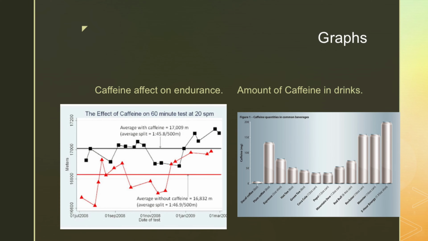This is some of the data we found when researching our topic. The graph on the left shows the effect of caffeine within a 60-minute period. Red being the brain without caffeine, and black is with the caffeine added. The bar graph on the right is just information showing you how much caffeine is in our favorite drinks.